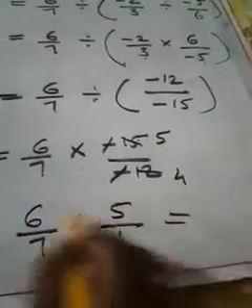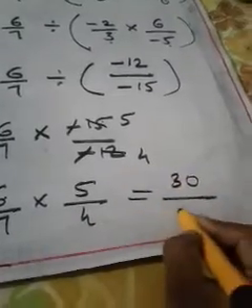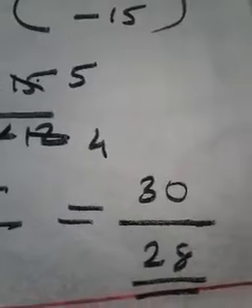Now we can multiply the numerators and denominators. 6 into 5 is 30. 7 into 4 is 28. We got it as 30 by 28.